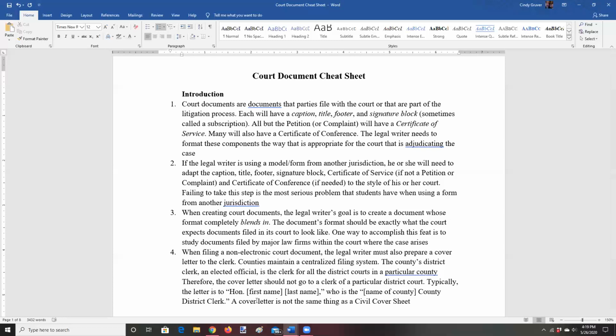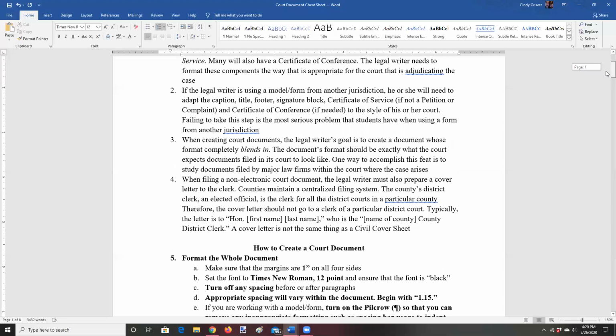But a civil cover sheet, which you see a lot in federal court, is where you have to fill out a form and tell the clerk exactly what type of case it is. And so you're literally just putting X's in boxes. So if you're not quite sure about the differences between the civil cover sheet and a cover letter, please reach out to me, because that is a distinction that is important that you get your heads around.